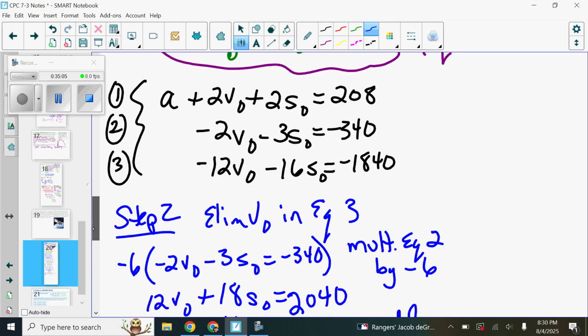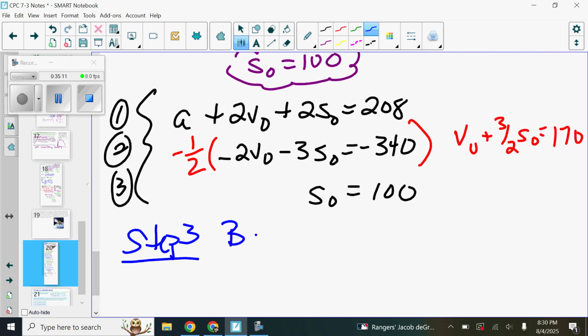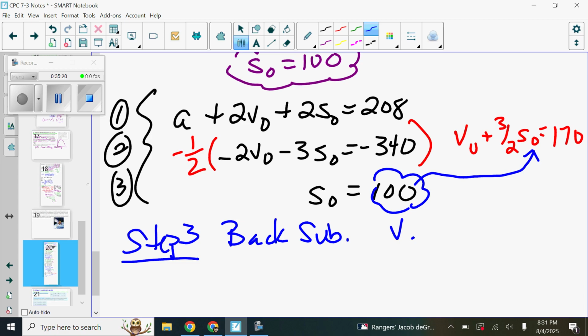Step 3, I guess. That doesn't really matter either. I'm just trying to keep us organized. So we're going to back substitute and plug things in so we can find our other values. We're going to put 100 in, and technically I should put it in that one so we can find our V0. So we're going to substitute in that 100 and then solve.